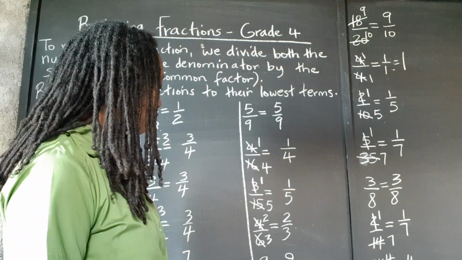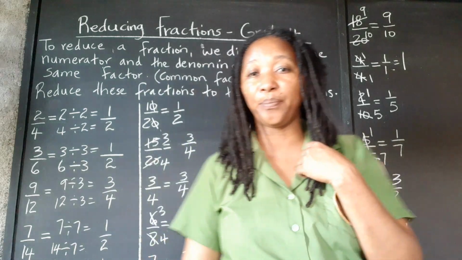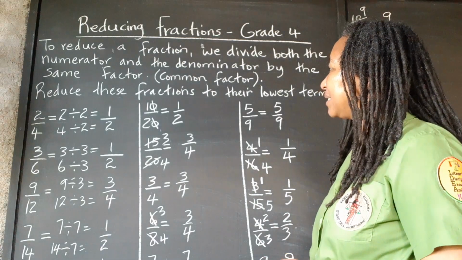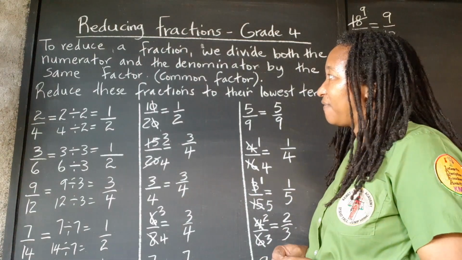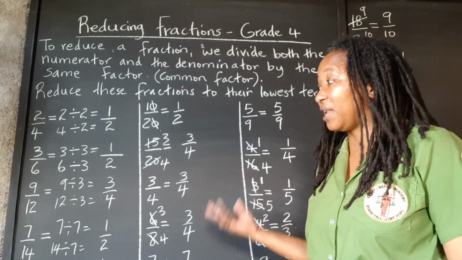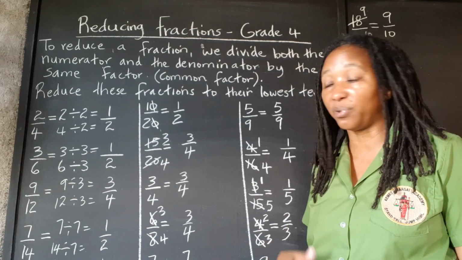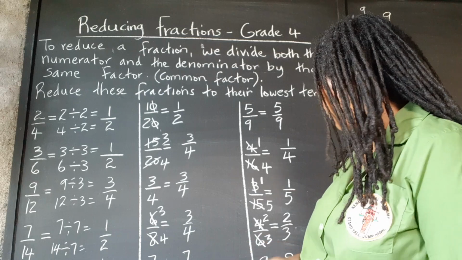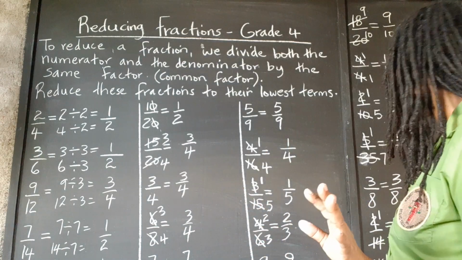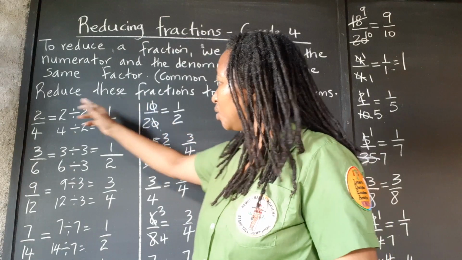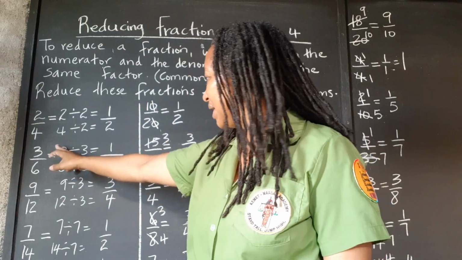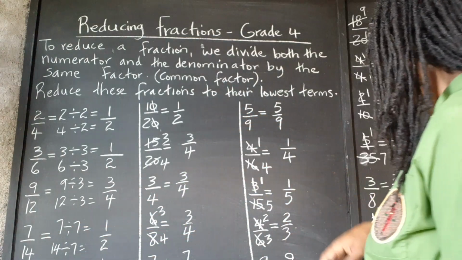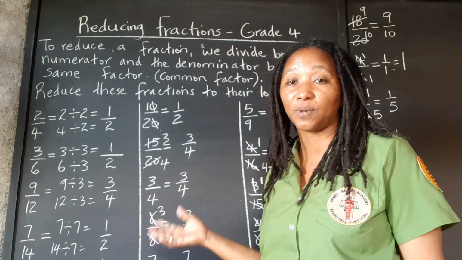No, we didn't. Alright, so to recap, we said that to reduce a fraction, we divide both the numerator and the denominator by the same factor, the common factor. Many fractions can be reduced to the same simple form, and we call those fractions equivalent fractions. We found it for the half, 2/4, 3/6, 7 over 14, 10 over 20. They all are equivalent. They all can be reduced to a half.